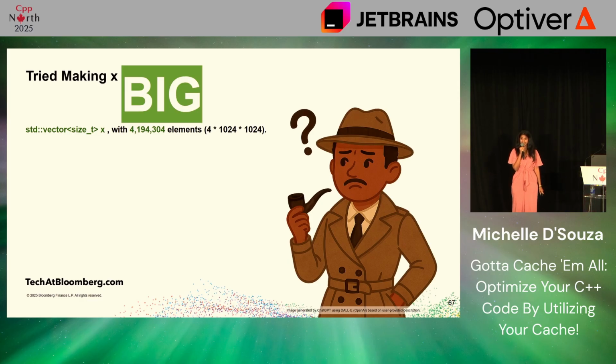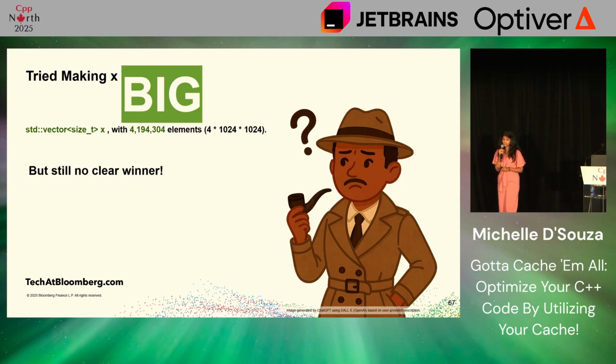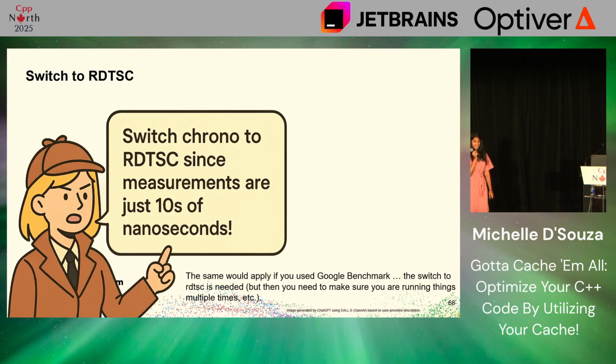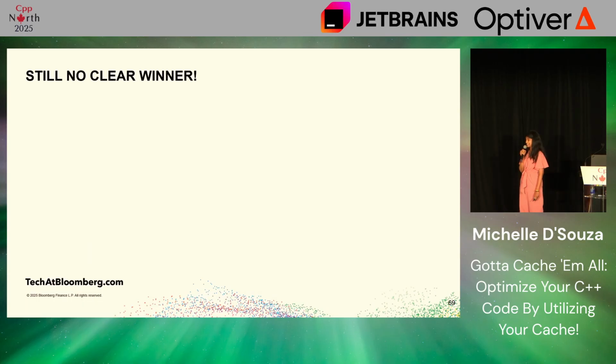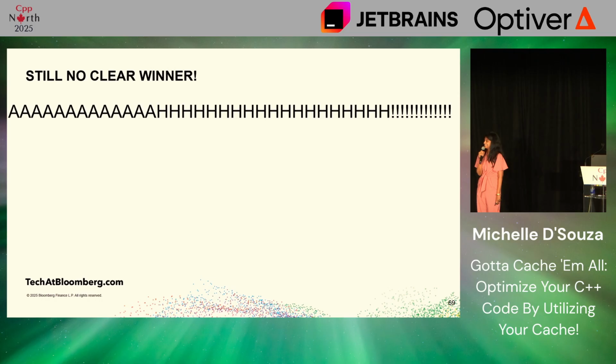So I tried making X big. I made it a vector with 4 million elements. And even then, there was no clear winner. I then switched from using std::chrono to the read timestamp counter, RDTSC, since the measurements were really small, just tens of nanoseconds. So std::chrono isn't necessarily the best tool for the job. And even then, there was still no clear winner.